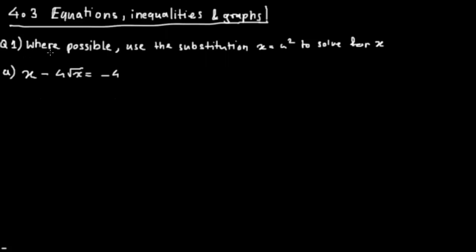Okay, first one, where possible, use the substitution x equals u squared to solve for x. For this, we have to plug in x equals u squared. The reason is because it'll make the overall equation easier to solve. You can do this by yourself without substituting anything, but it's gonna be pretty time consuming. So we just use u squared to make it a bit easier. This is pretty self-explanatory.